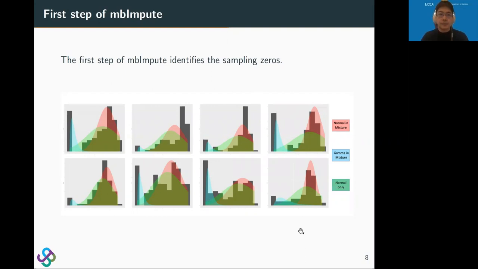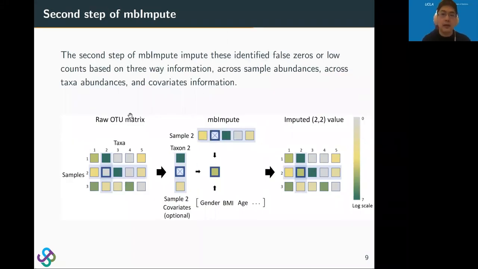Okay. Then the next step of mBimpute tries to impute these identified false zeros I have said on the left-hand side, by borrowing 3-way information: the cross-sample abundances, the cross-taxa abundances, and the covariance information. In this cartoon illustration, it's also on log scale, and if the original count's abundance is 0, after the log transformation we will also transform it to 0 by adding a pseudo count.